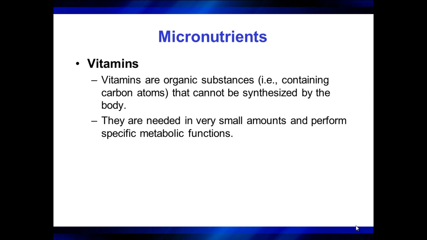Okay, so the first micronutrients we'll look at are vitamins, and they're organic substances, so they contain carbon atoms. They're needed for a number of things within the body, and it lists down here specific metabolic functions, and basically that's reactions happening in your cells, and so vitamins are an essential part of that.